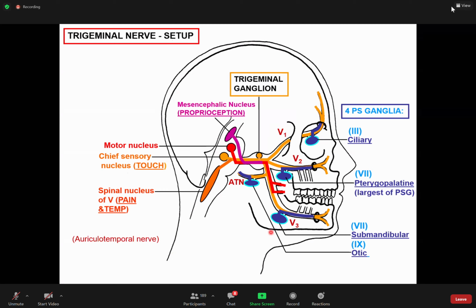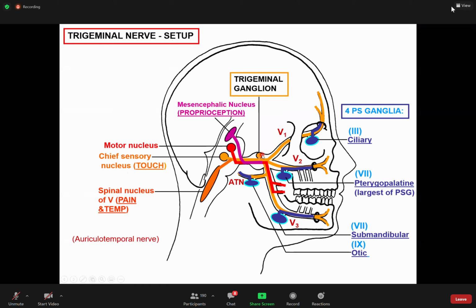So here you are seeing the trigeminal nuclei, and you can see that the motor nucleus is here, and the sensory nuclei. There are three sensory nuclei. One is the spinal trigeminal nucleus, the other is the principal sensory nucleus, and the third one is the mesencephalic nucleus. Mesencephalic is for proprioception. The principal sensory or chief sensory nucleus is for touch, and the spinal trigeminal nucleus is responsible for pain and temperature. And then at the pons level, you also have a motor nucleus, which is supplying the muscles of mastication.